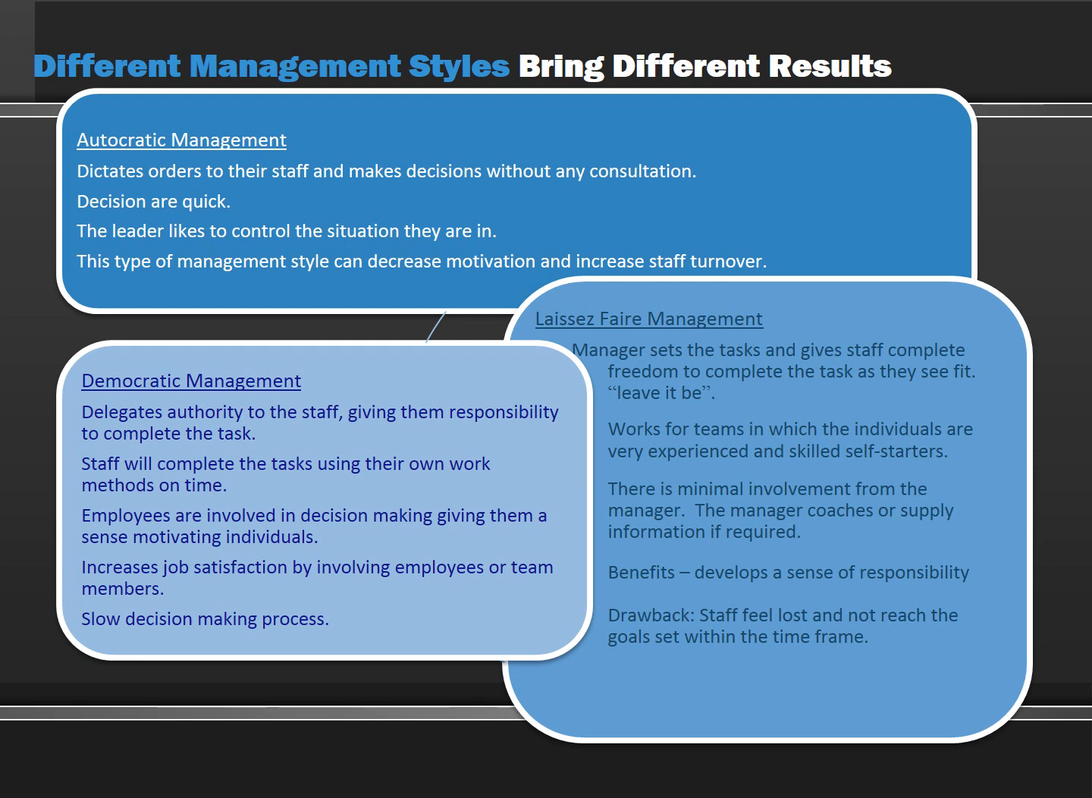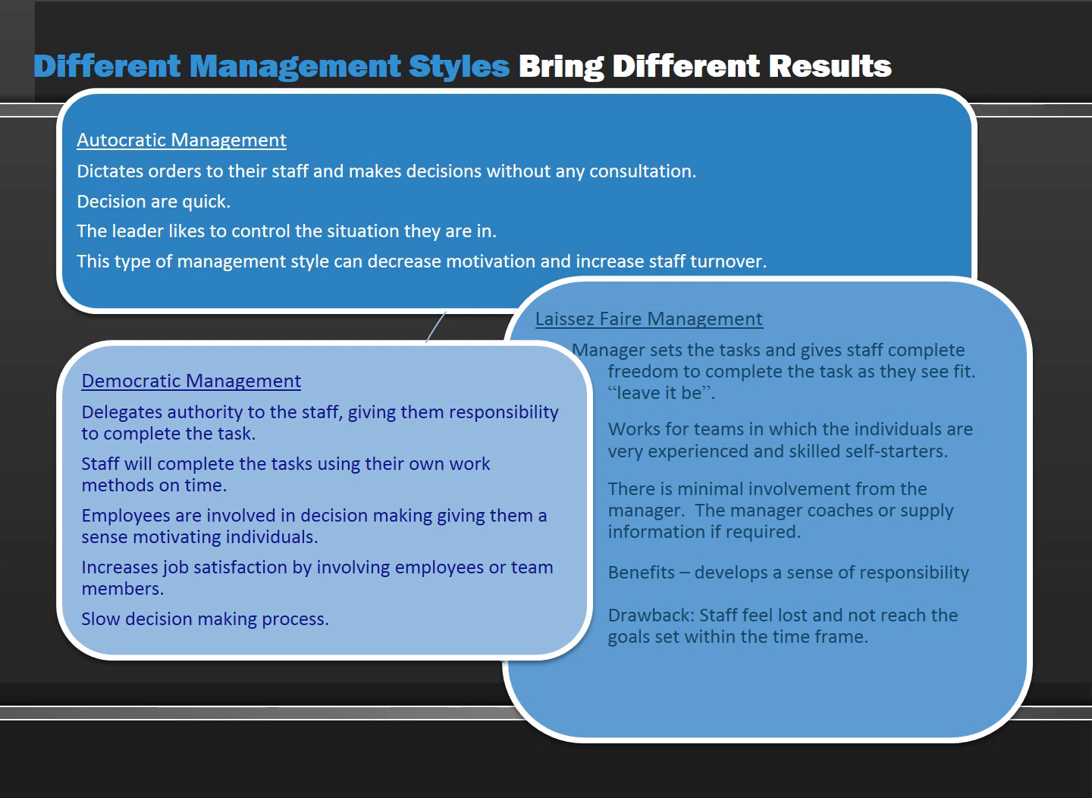In autocratic management, an individual will dictate orders to their staff and make decisions without consultation. Therefore, decisions will come quick. The leader will like to stay in control of their situation, which can sometimes lead to decreased motivation and increased staff turnover. But I'm sure you will agree that sometimes executive decisions need to be made without the input from their employees. So this is not necessarily a bad management style.